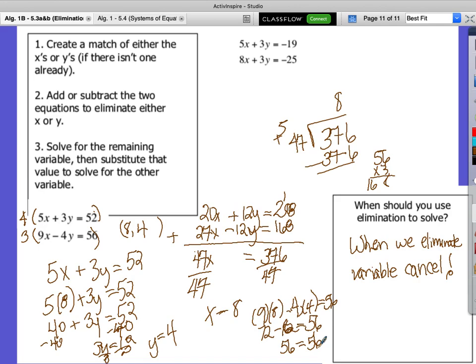Guys, what do you guys notice about all the problems we've had with elimination? What do you notice about things lining up? I ask that question every time about how things line up. Yeah. Everything has to line up for elimination. Yes, sir. Okay. If not, we have to make it line up, okay? We really, really like elimination when everything lines up for us, okay?